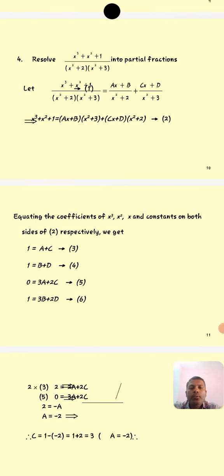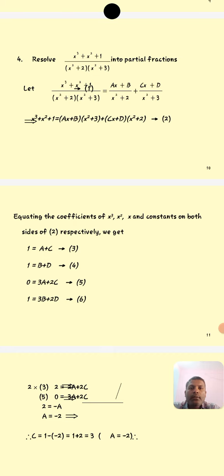Now we see the 4th problem. Resolve (x cube plus x square plus 1) divided by (x square plus 2) into (x square plus 3) into partial fractions. You observe here in the denominator the degree is 4, the numerator degree is 3. Confirm this is a proper fraction. Also you observe two quadratic factors are available. One is x square plus 2, another one is x square plus 3.